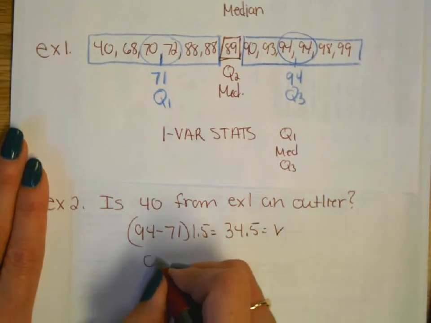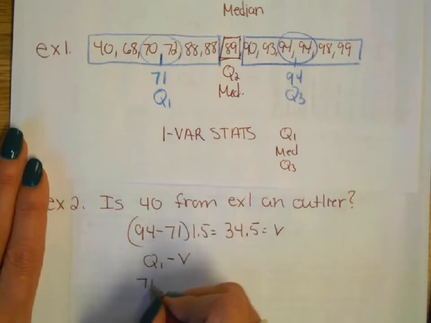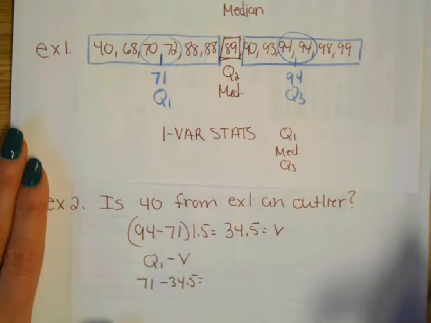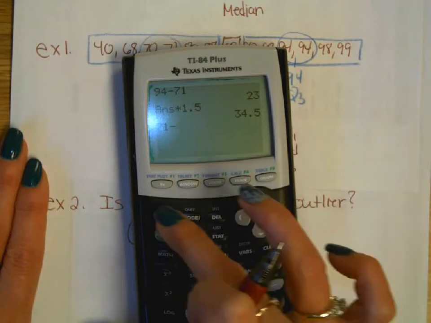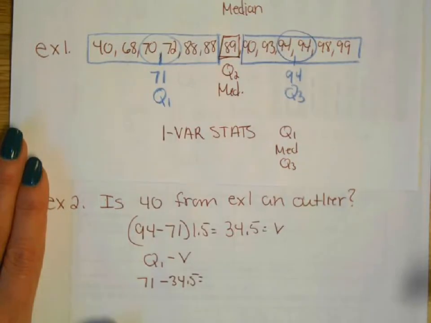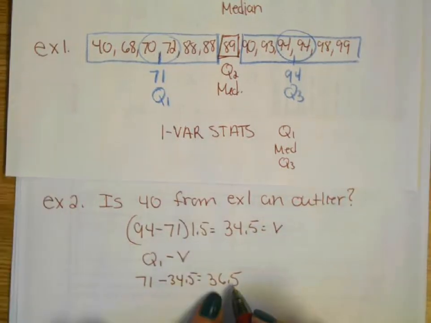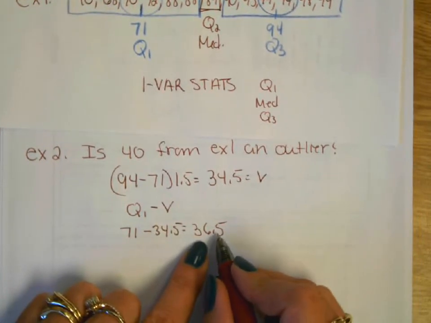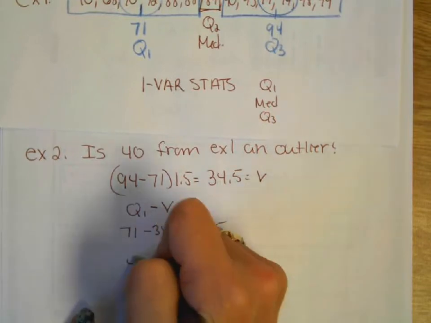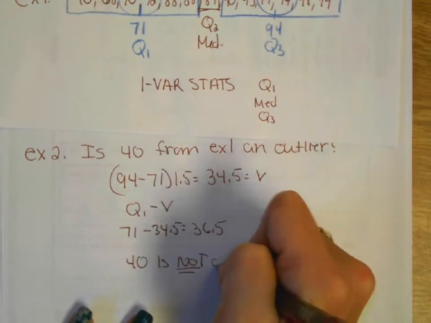Now I'm going to take Q1 and subtract that V. My Q1 is 71. Subtracting 34.5. 71 minus that last answer, 36.5. So, because 40 is not lower than 36.5, anything below 36.5 would be an outlier. 40 is not below, so 40 is not an outlier.